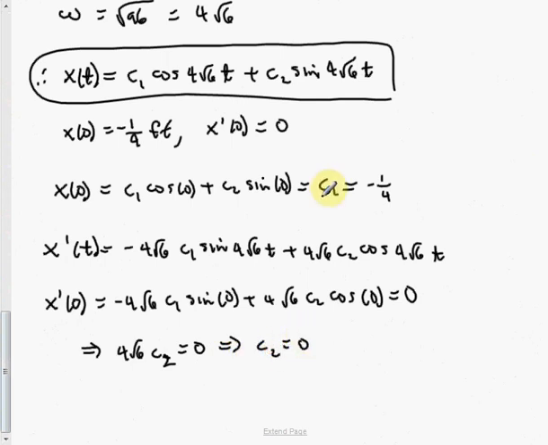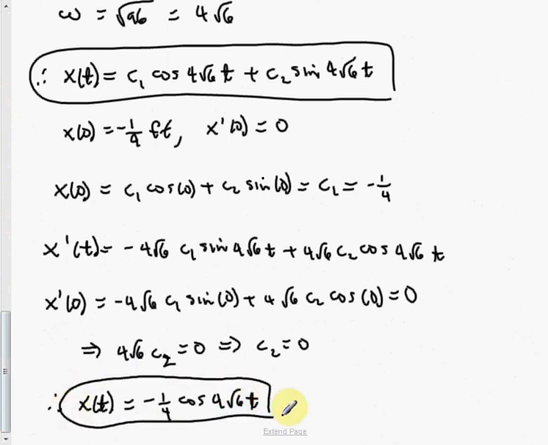So all I have operating is what's being attributed from that c sub 1. So conclusion, x of t is equal to c sub 1, which is negative 1 over 4 times cosine 4 the square root of 6 times t. That's the equation of motion. Okay. And that's all that I require.